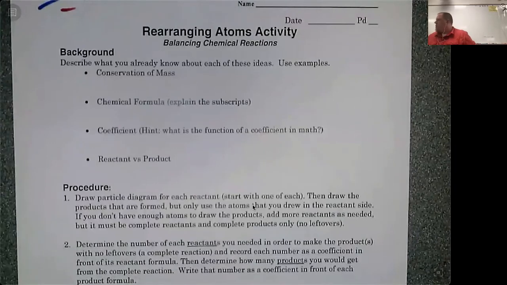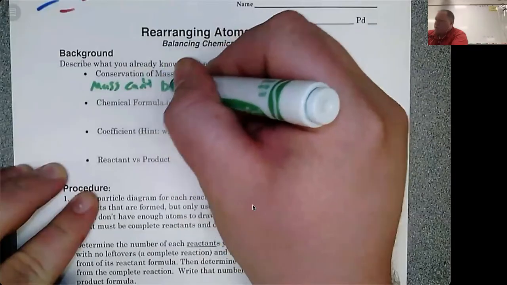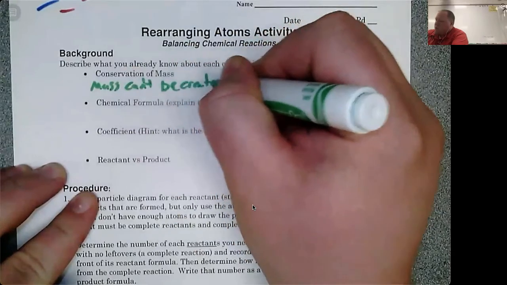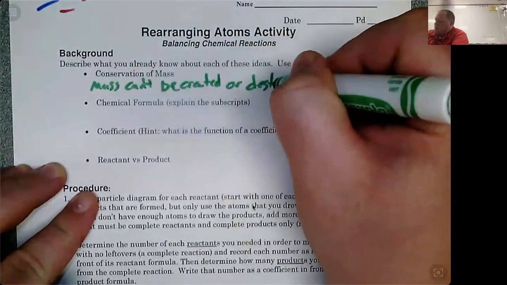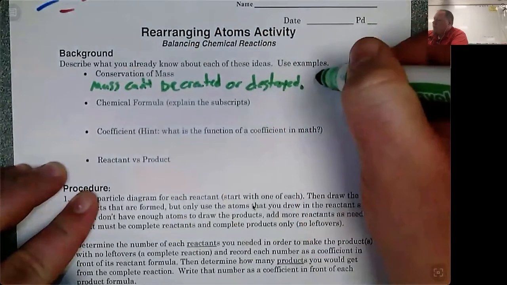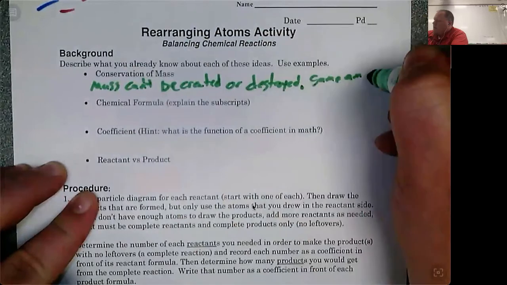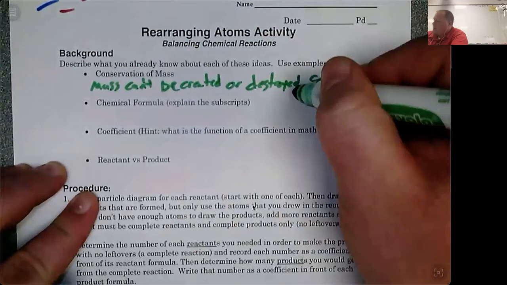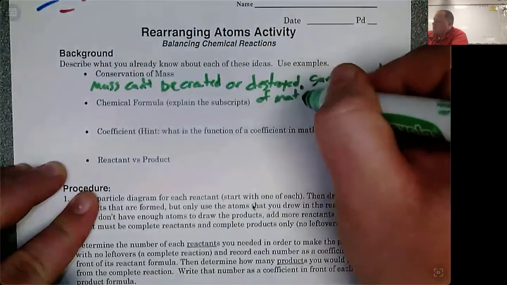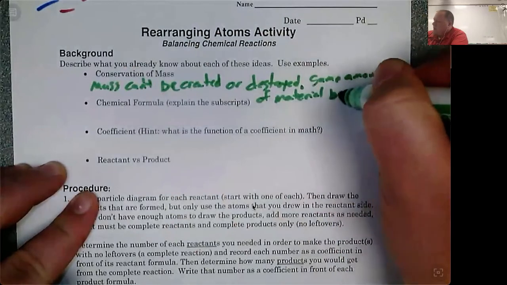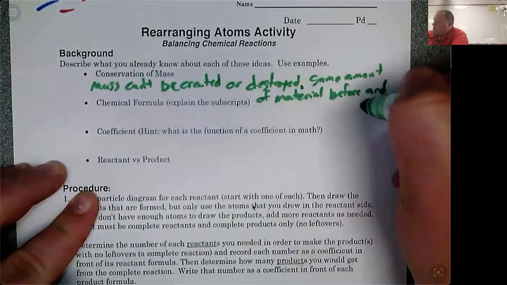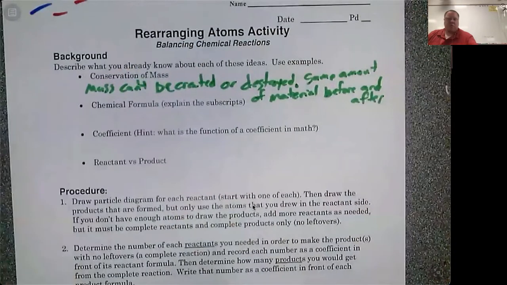Okay, so what I'm going to do here is see if I can get some volunteers to tell me what these things are. Can someone volunteer to tell me what conservation of mass is? Go ahead and unmute. Can't be created or destroyed. So that means we have the same amount of material, number of atoms, basically, before and after. That's going to be very important for these chemical reactions that we're doing.